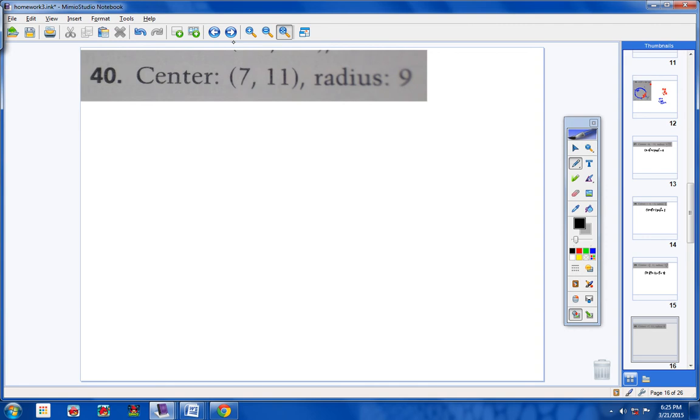Okay, let's change the sign of the 7, and that would be x minus 7, quantity squared. Always put a plus sign, always, when you're writing the equation of a circle. Change the sign of the 11, that's x minus 11, quantity squared, and that equals your radius squared, or 9 squared. This is a totally perfectly acceptable answer. If you want to put 81, that is fine also, okay?